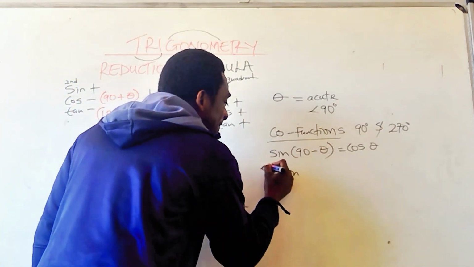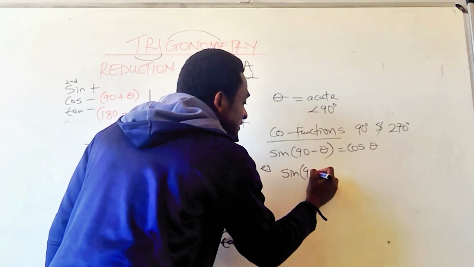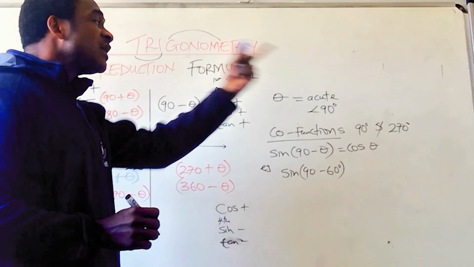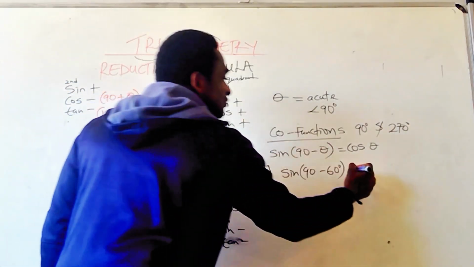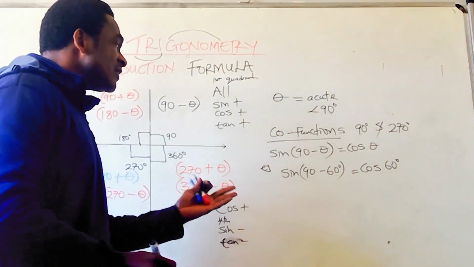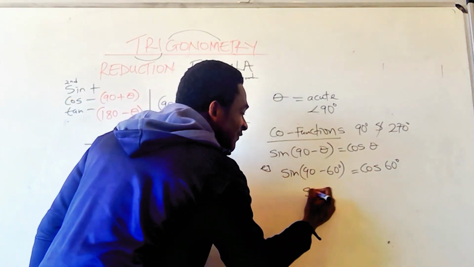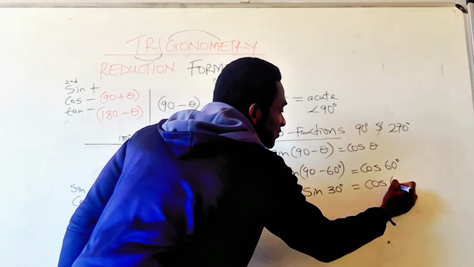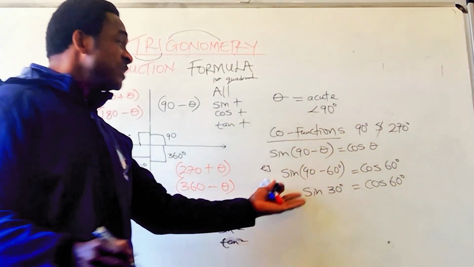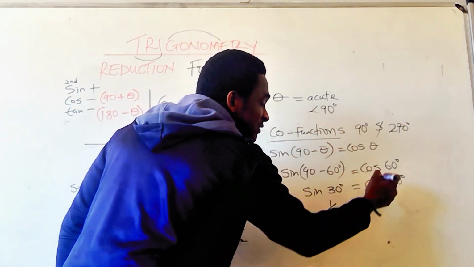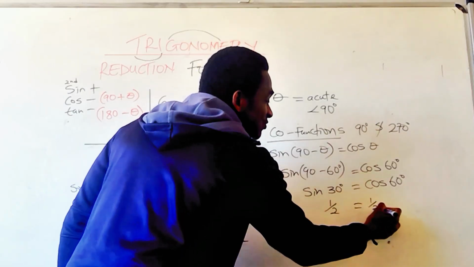Sine of 90 minus 60. We say it becomes the cofunction, so it becomes cos of 60 degrees. If we simplify, the sine of 90 minus 60 is sine of 30 degrees, and we say that it is equivalent to cos of 60. If you check properly, sine of 30 is a half, and cos of 60 is also a half, so it's equivalent.